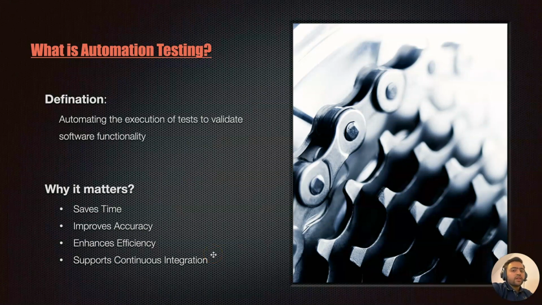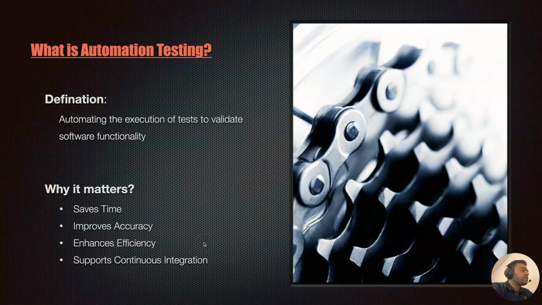Secondly, automation testing improves accuracy, because as humans in manual testing we may make some errors, human errors. In automation testing we have predefined instructions, so automation testing can eliminate the human error part. The third point is that it enhances efficiency, because we already discussed that automation testing is faster than manual testing, and also in automation testing we get the test results faster than manual testing.